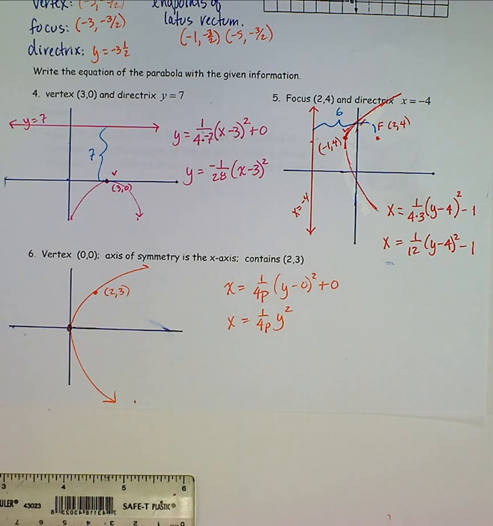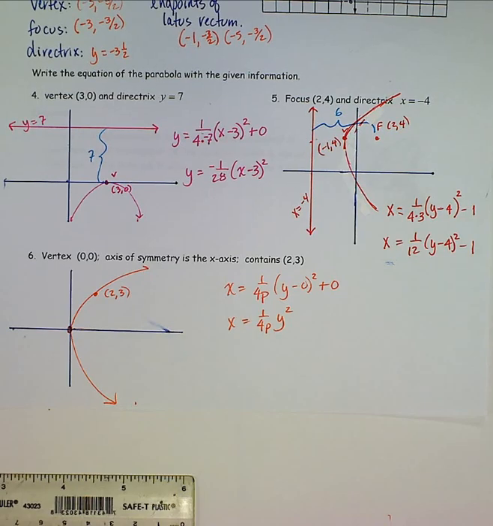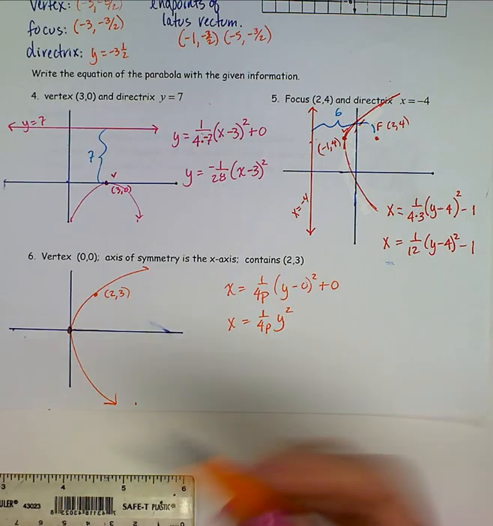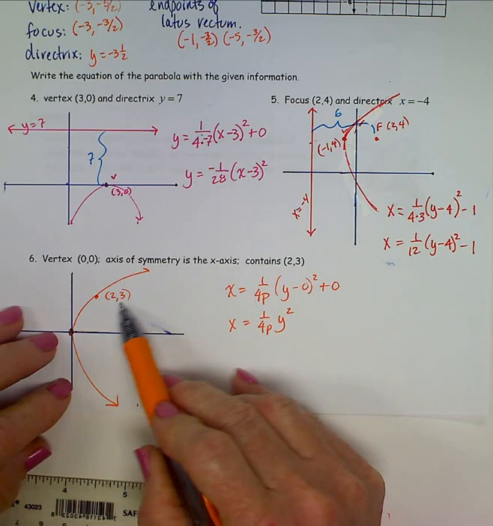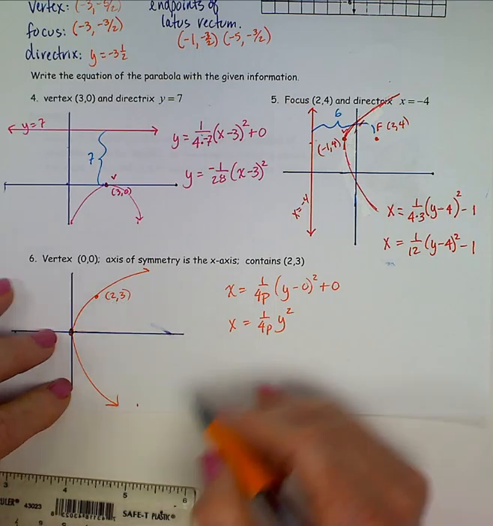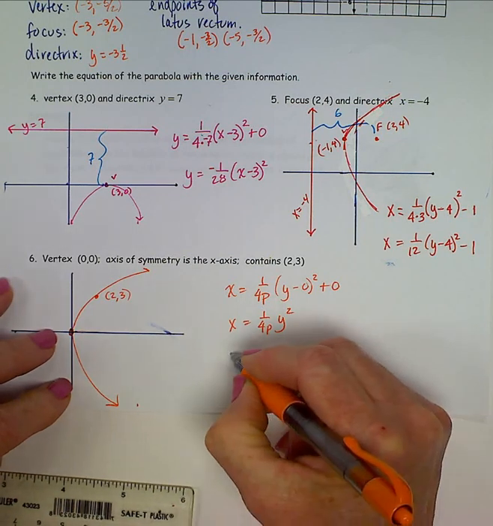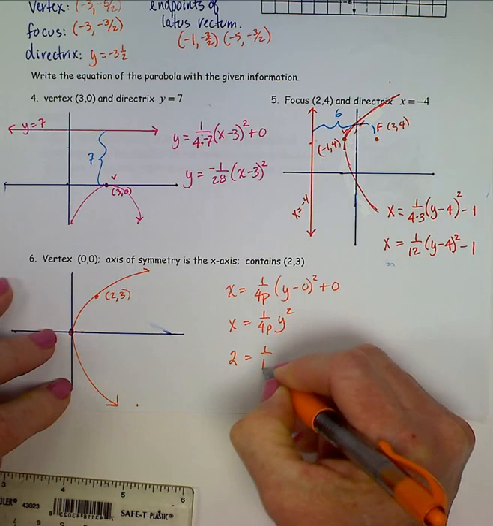Alright, do we know what p is? We do not. We only know where the vertex is. We don't know where the directrix is. We don't know where the focus is. So we're a bit stuck until we remember this point, 2, 3. So we can put those coordinates in. x is 2. y is 3.